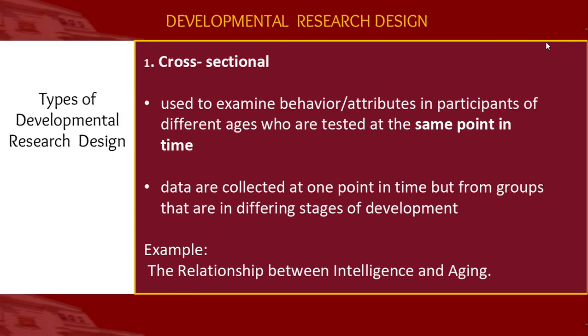Now let's go directly to the types of developmental research design. The first is the cross sectional. So this is used to examine the behavior, the attributes of the respondents or the participants of different ages who are tested at the same point in time. Different ages and are being tested at the same point in time. So the data are collected at one point in time, but from groups that are at differing stages of development.